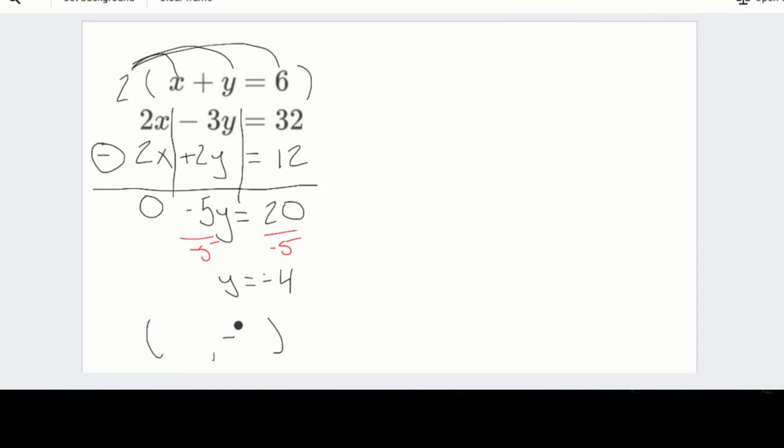So we have half of our solution already. Y is negative 4. I actually have 3 equations I can use. I'm just going to use the top one. So x plus the y number we found equals 6. This is our negative 4. So x minus 4 is 6. So we know we want to add 4. That will give us 10.